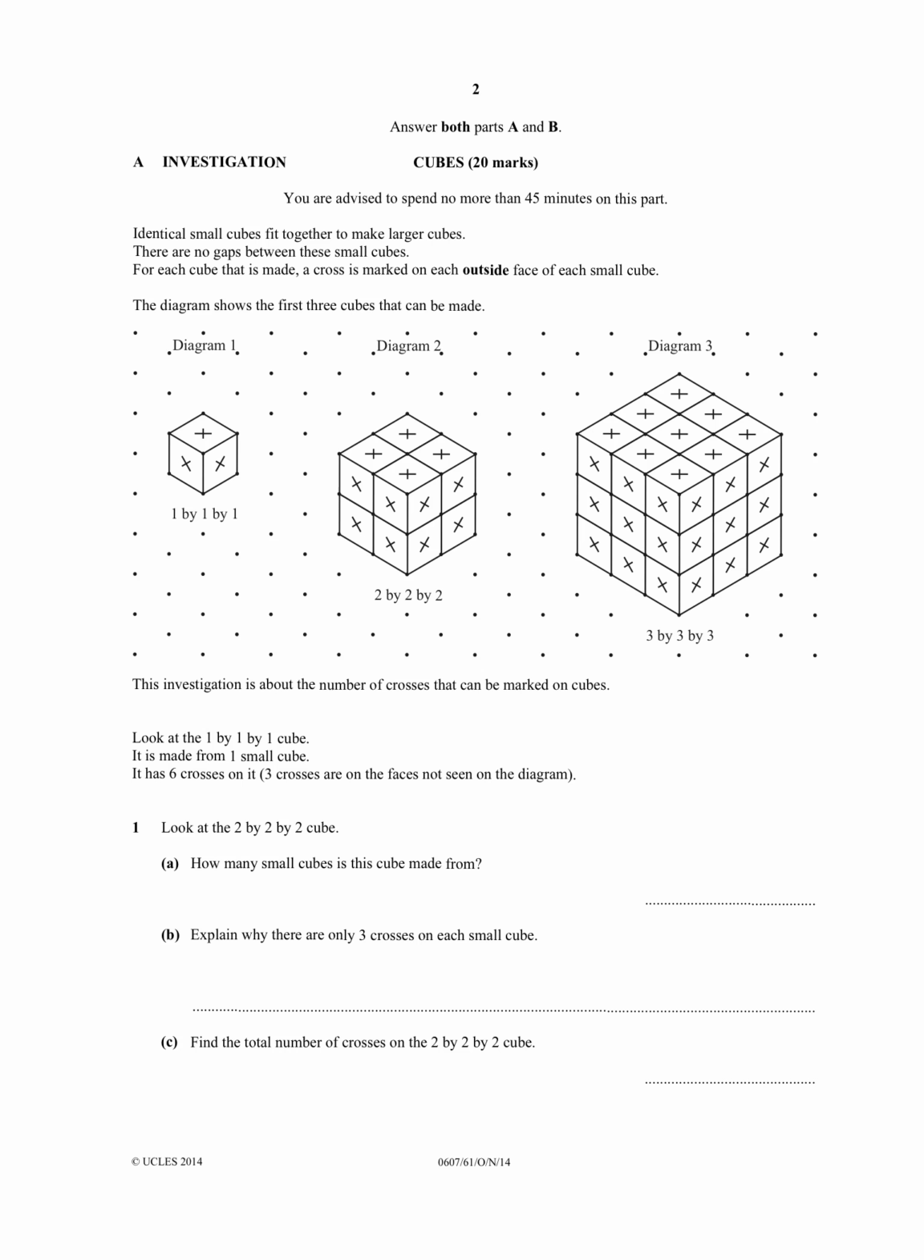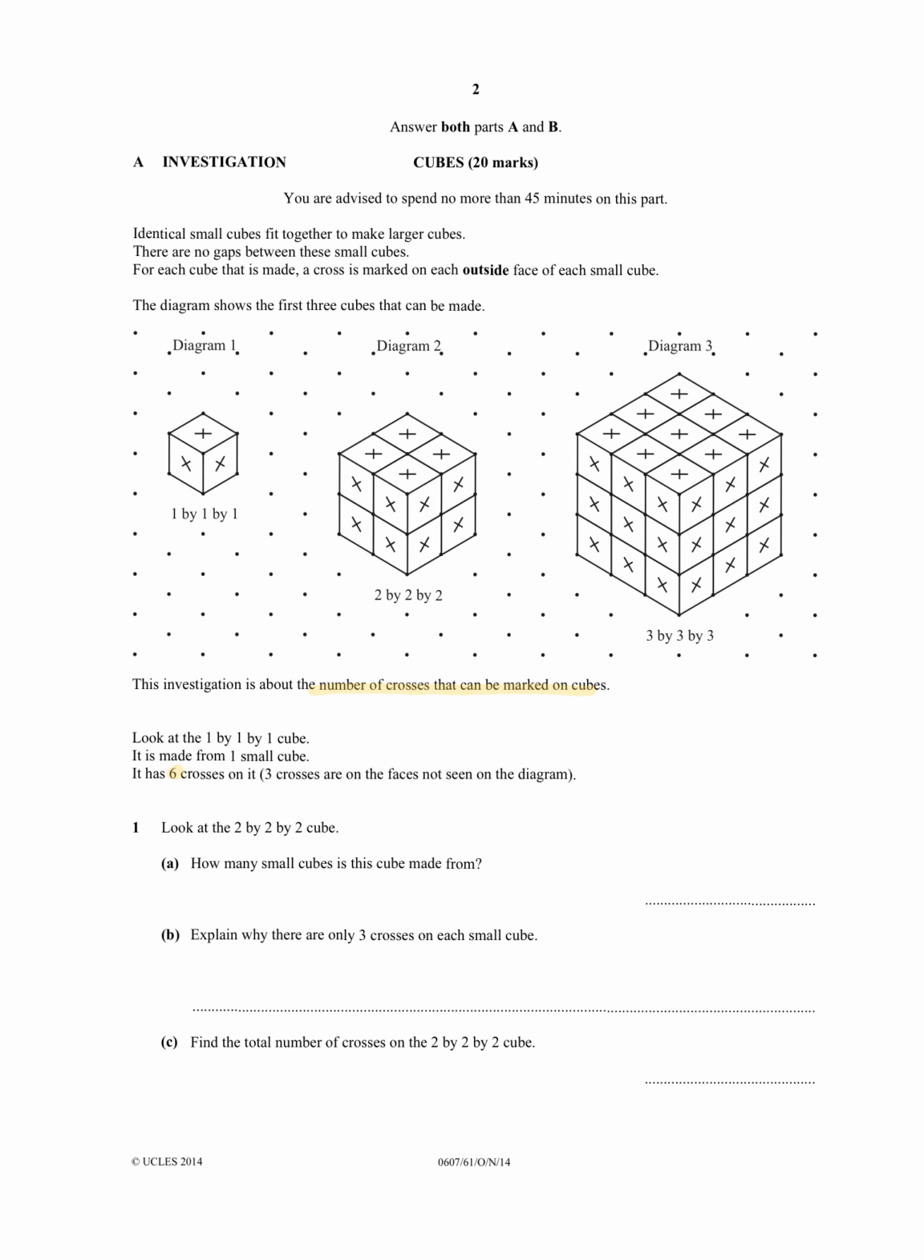Okay, so the scene's set nicely, we've got a good diagram to go with it. So this investigation is about the number of crosses marked on cubes. Look at the 1x1 cube. It is made from one small cube. It has 6 crosses on it. Okay, so that's reiterating the point that it's got 6 faces. 3 crosses on the face are not seen. Yep, that makes sense looking at it.